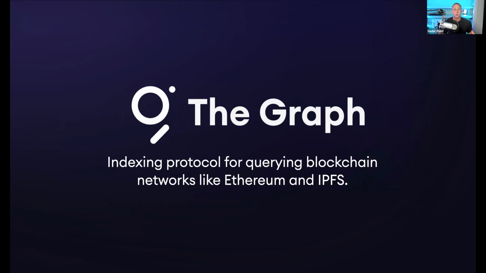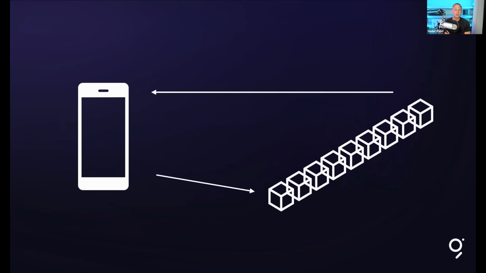So the Graph is what we're going to be using, and it's one of the many Web3 web infrastructure protocols that are out there. And it is an indexing protocol for querying blockchain networks like Ethereum and IPFS. So what does that actually mean? Well, when we think of traditional databases, they are created and built to be efficient for us to query and to save data to.